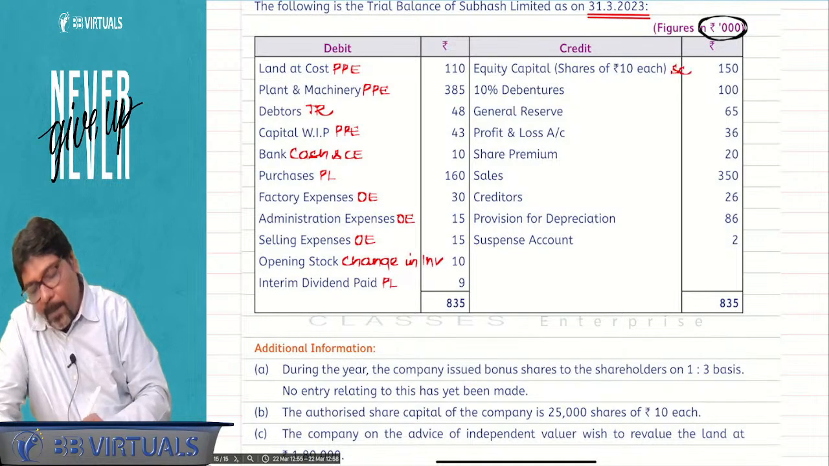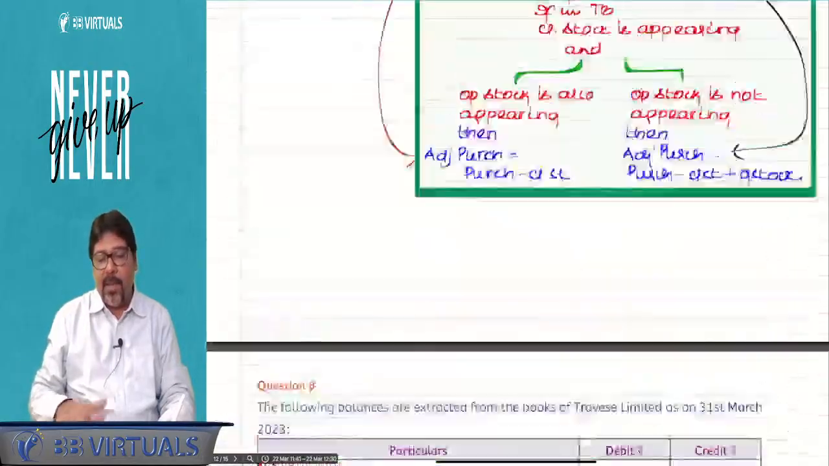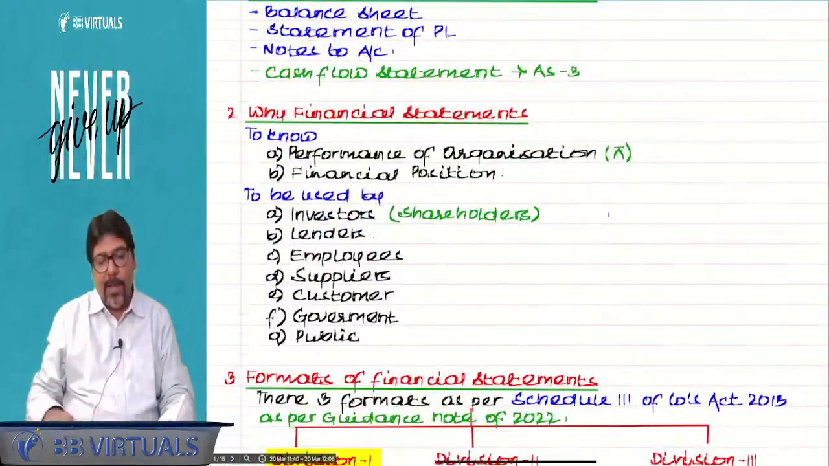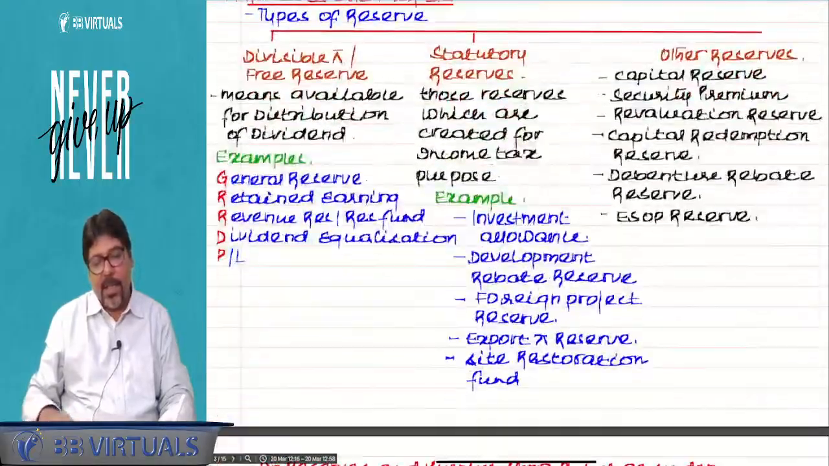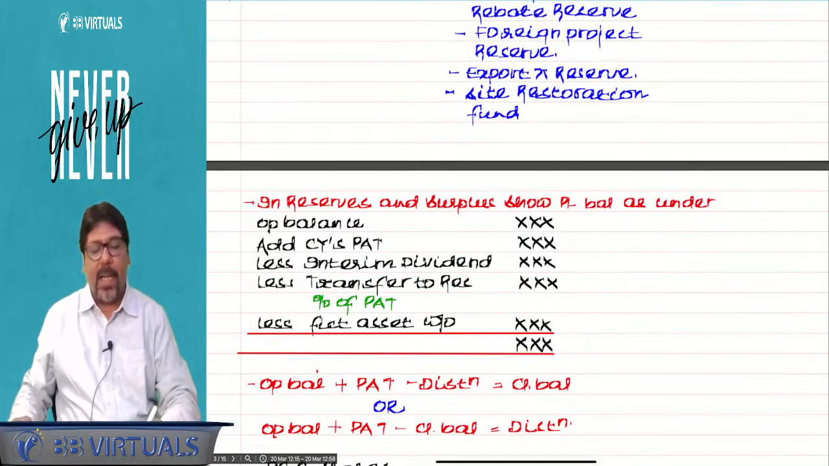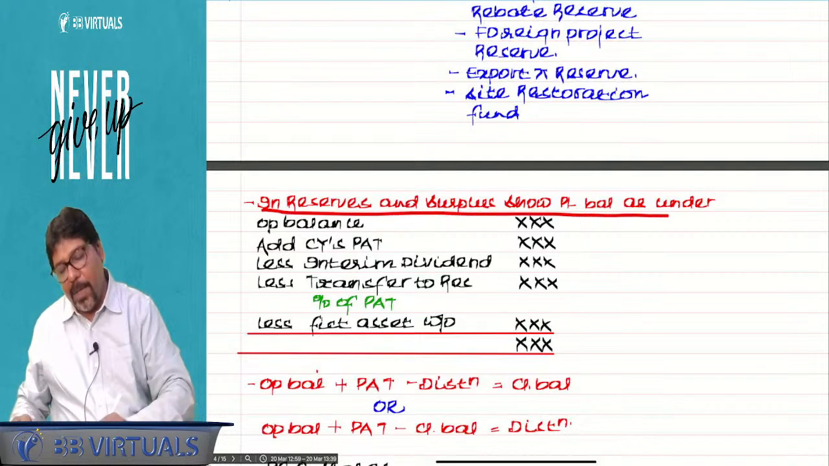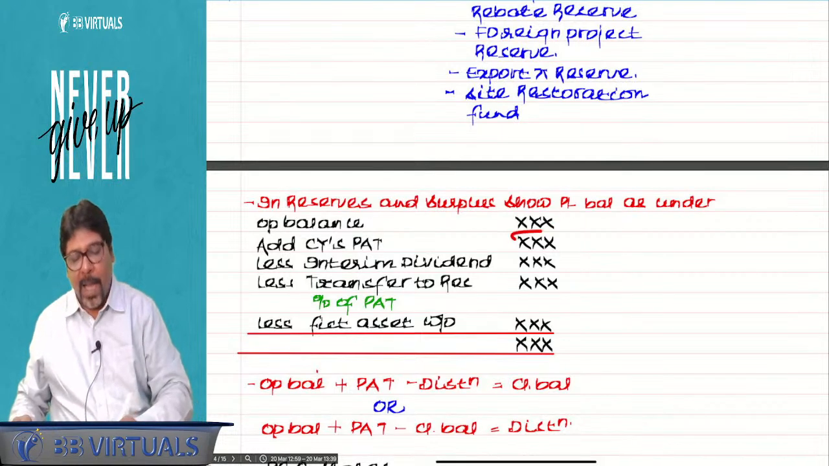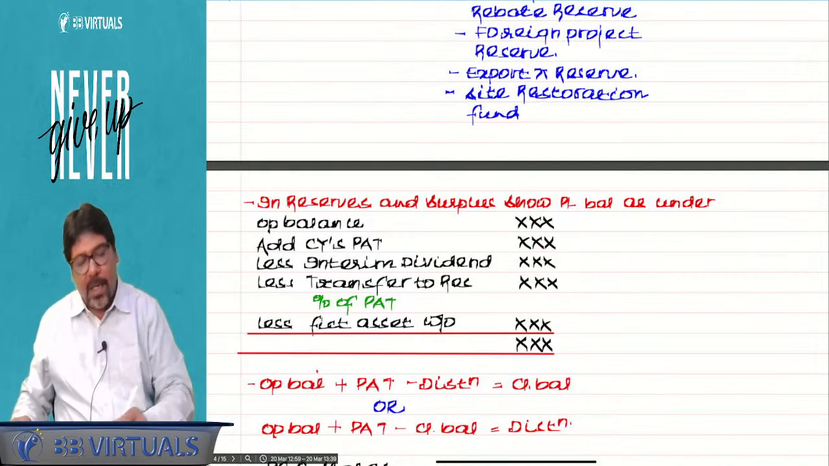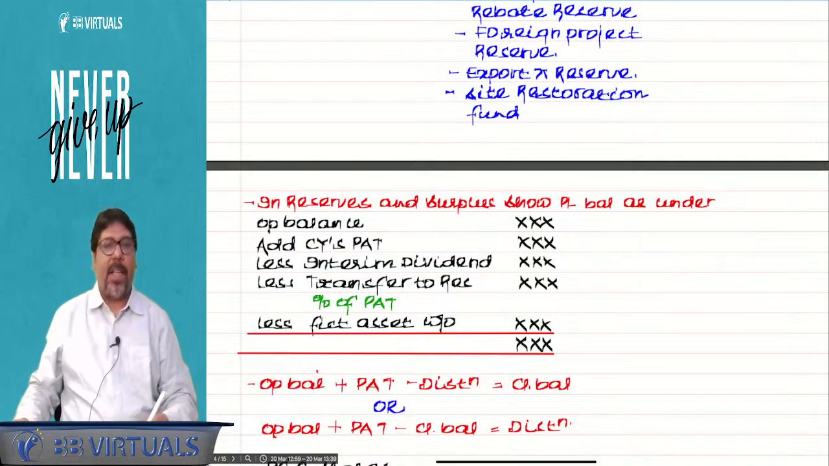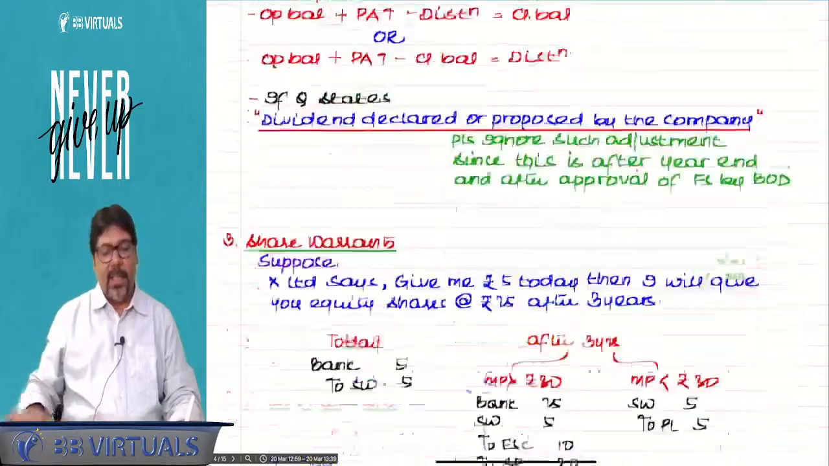Equity share capital. Sir, interim dividend will go in P&L. P&L in reserves and surplus, I'll show you. Balance sheet, reserves and surplus: opening balance, add current year's profit, less interim dividend paid, less transfer to reserve, less fictitious asset written off. That will give you the closing balance. Am I clear? Yes, sir.